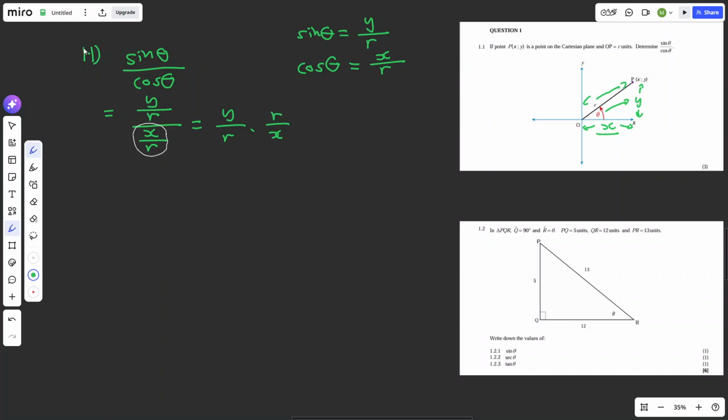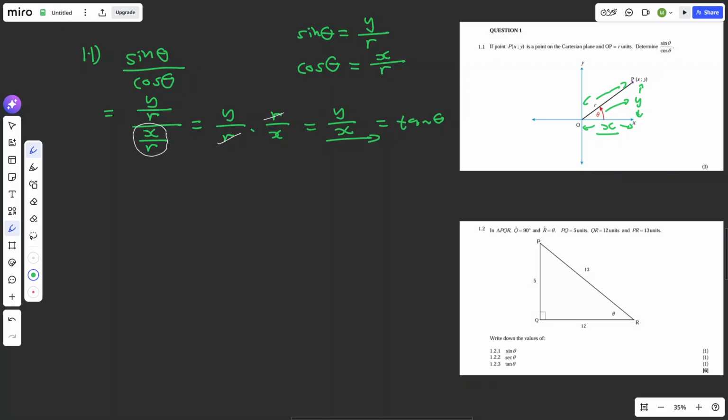I flipped around these values here. So now what you'll notice is that r cancels out with r. So what we remain with is y over x. So y over x is equal to sine theta over cos theta, which is also equal to tan of theta.